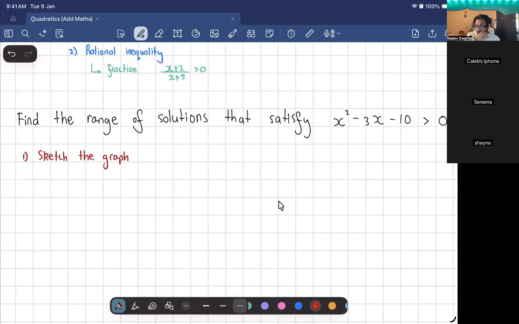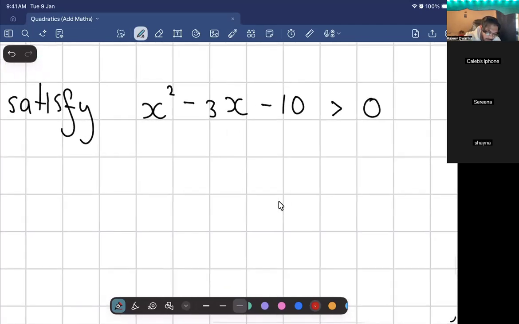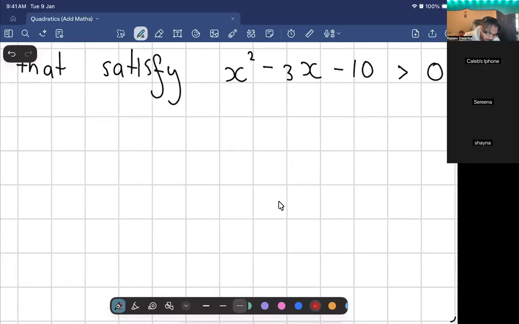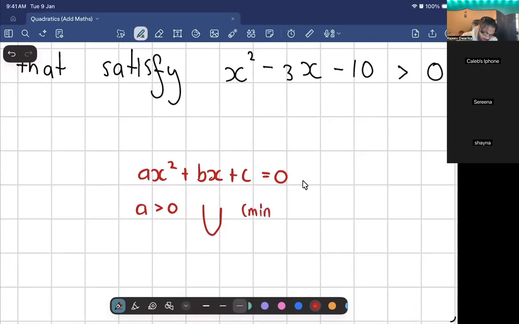The coefficient is specifically what we're talking about. So imagine you had a quadratic, ax squared plus bx plus c, equal to 0. If a, the number in front of x squared, is positive, so if a is more than 0, would you be smiling or frowning? It is a minimum. So if a is more than 0, it is a minimum.